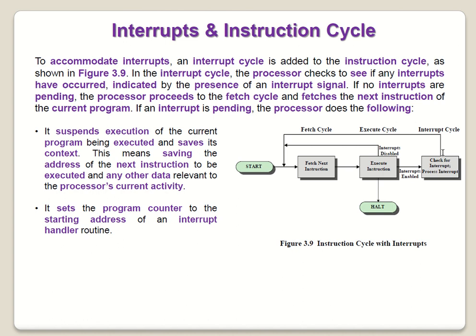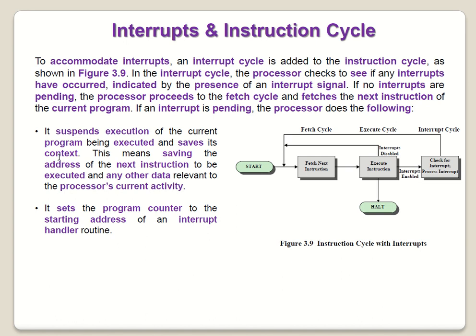If there is an interrupt request signal, the processor does something. What is it? Again, the same thing. It suspends the execution of the current program. Whenever the CPU suspends the execution of the current program, it has to do one thing. What does it do? It saves the context. What does it mean, saves the context? It is suspending the execution, is it? At one point, it suspends.